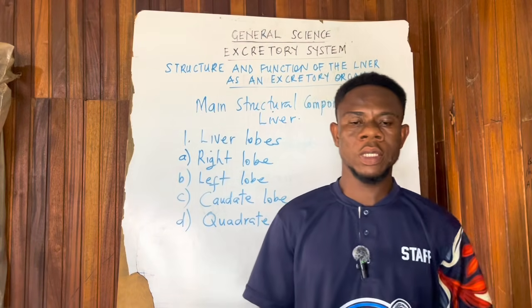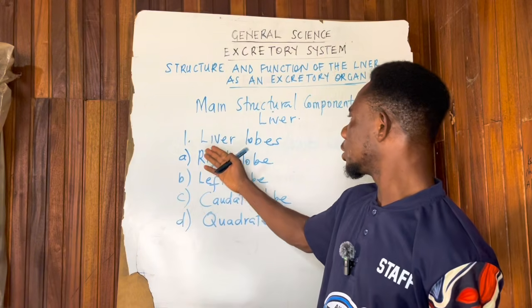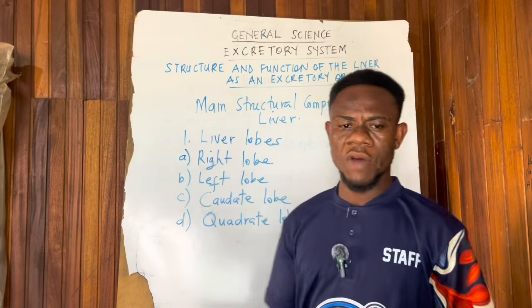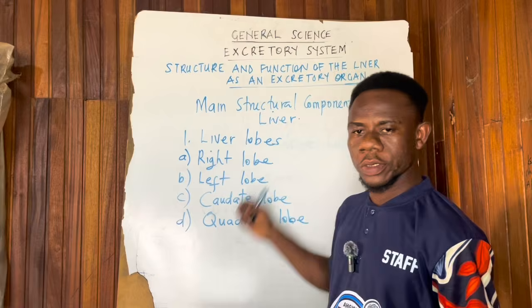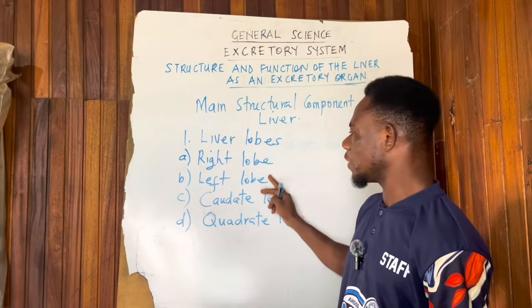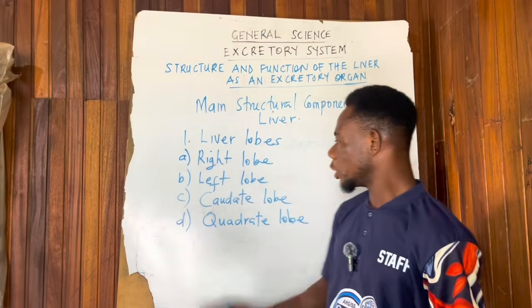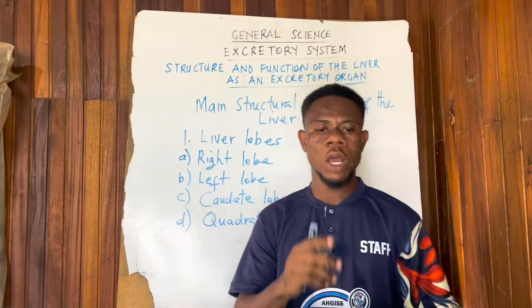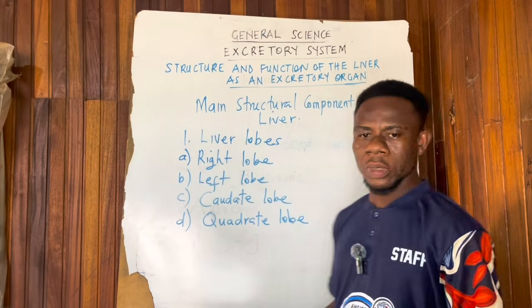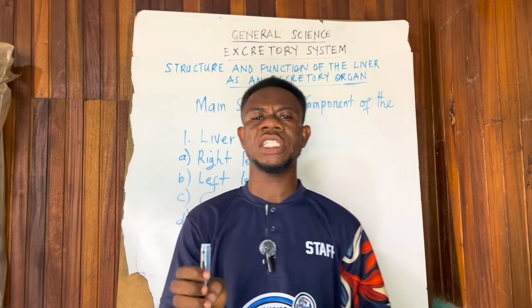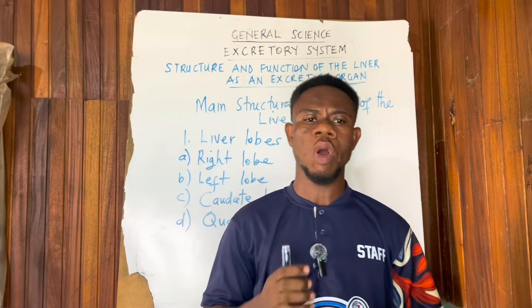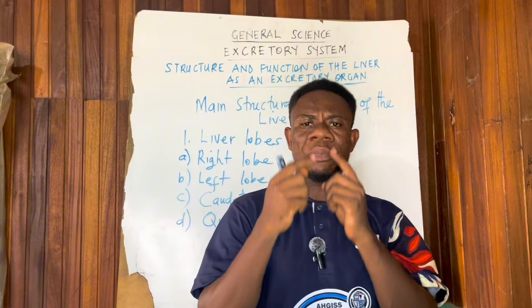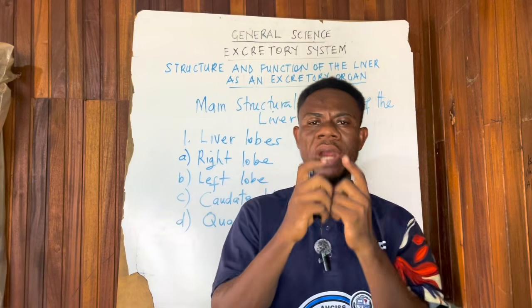So these are the liver lobes. We have one, the right lobe. We have two, the left lobe. We have three, the caudate lobe, and four, the quadrate lobe. Now let me tell you the size and location, at the same time, the description of these lobes. I'm taking the first one, which is the right lobe.